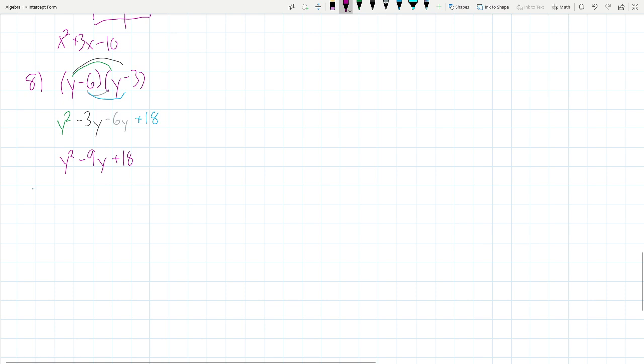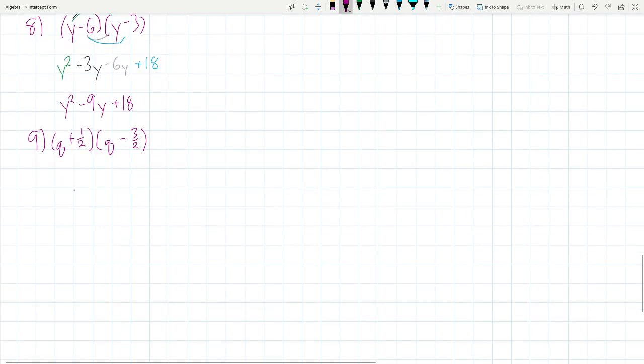Alright. Number 9, q plus 1/2, q minus 3/2. Alright, go ahead and pause. Try and do it on your own. I'm going to be doing the box method.